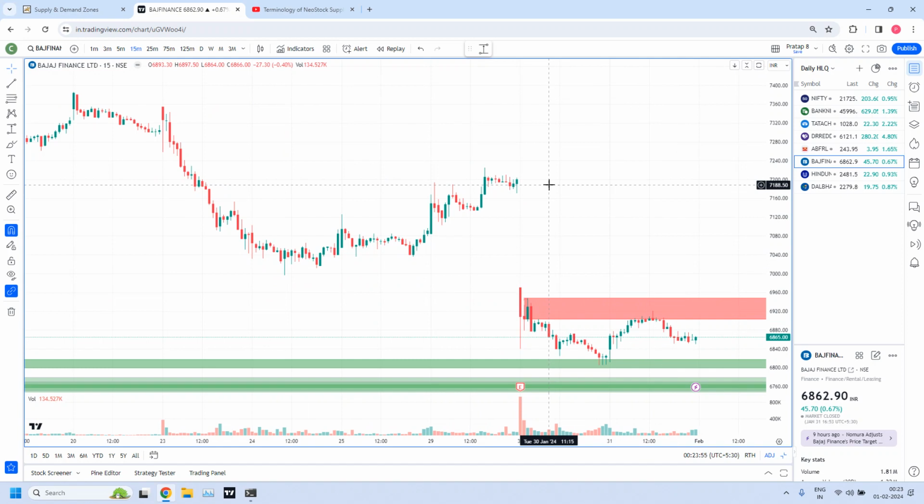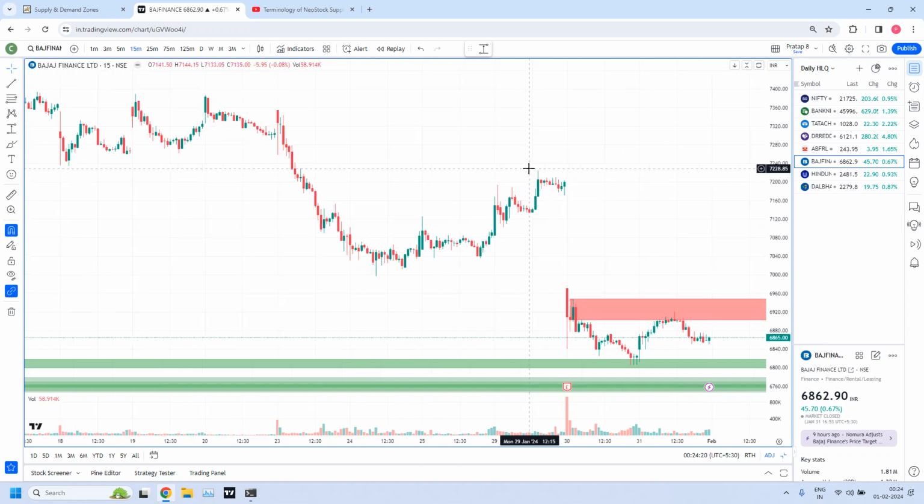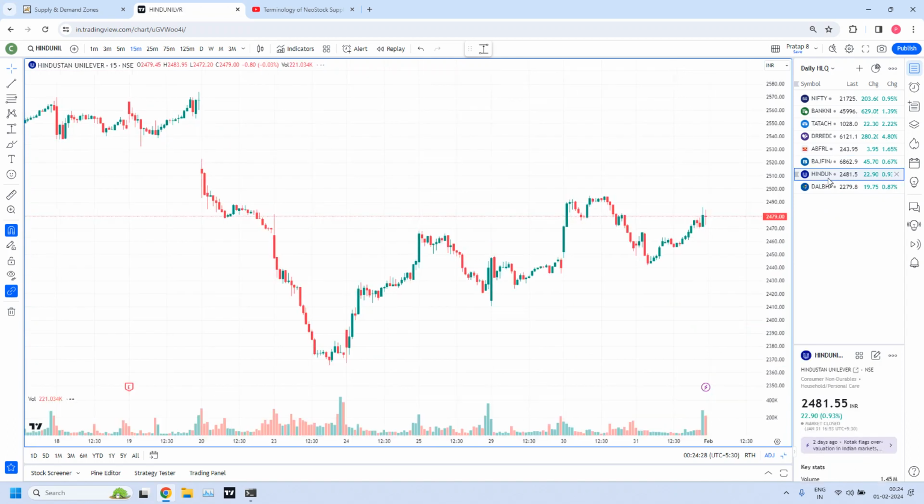So this is the way. BAJFINANCE has given a profit of 10,687 rupees, which is 7% return on the investment as per one future slot. So 7% ROI we got. It's a good profit, 10,687. So another profitable stock.